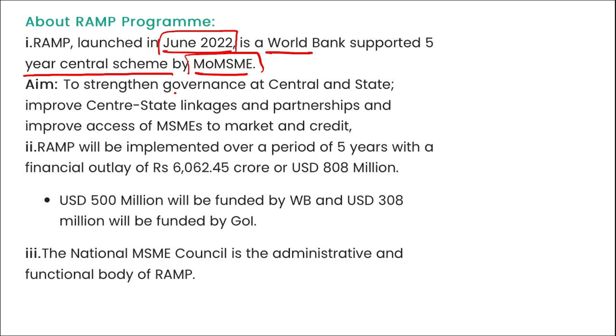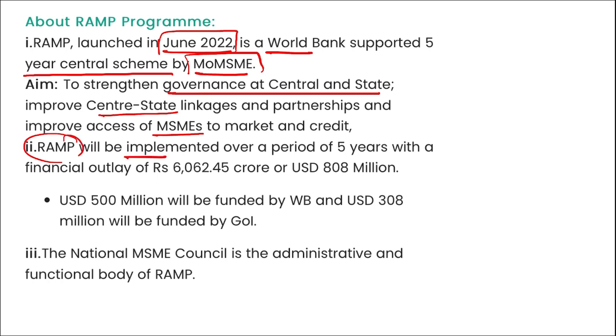The aim of this RAMP program is basically to strengthen the governance at the central and state level. This will improve the center-state linkages and partnerships, and with the help of this it will improve the access of credit to these MSME sectors.